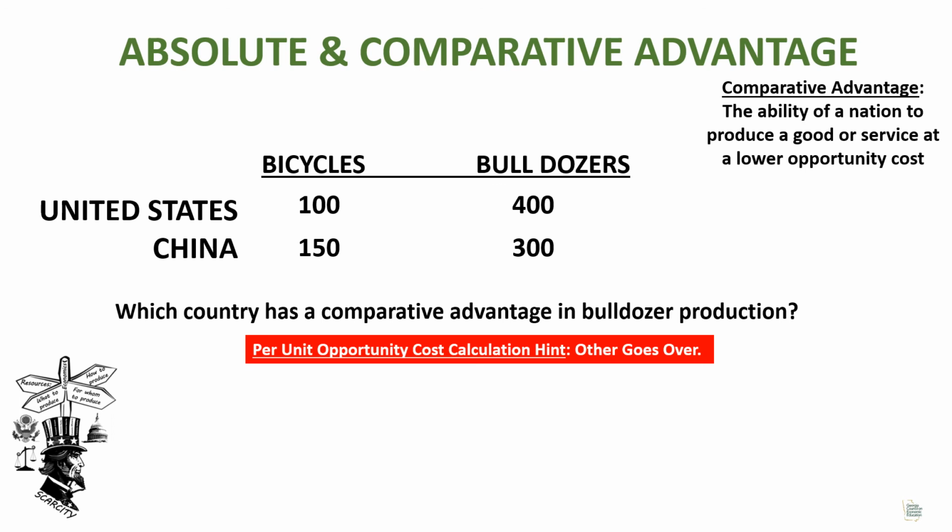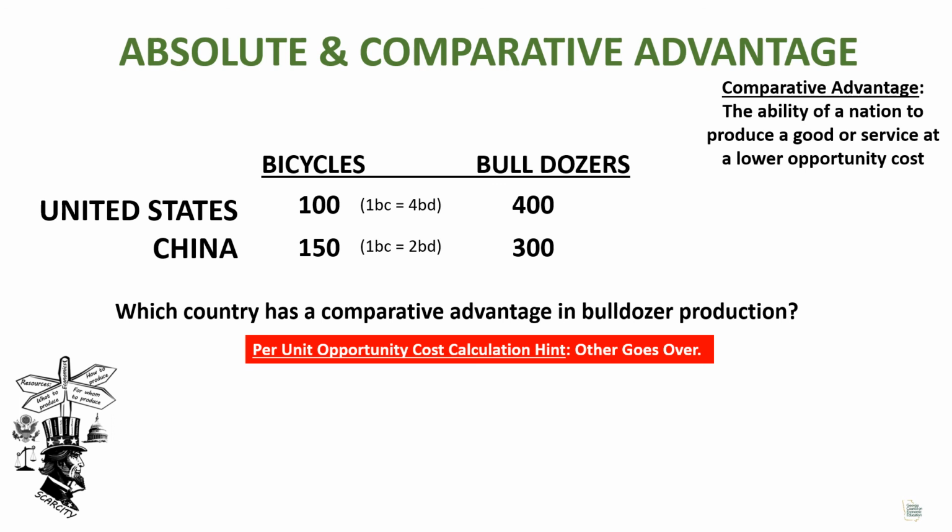Okay, if we produce a bulldozer, how many bicycles are we going to give up? If we produce a bicycle, how many bulldozers are we going to give up? The country that gives up less of the products when they produce another product, that's what they should work with. So this is a way to think through this, okay? And this is a hint: for opportunity cost, you put the other over. So let's say that we want to figure out bulldozer production. But first, let's look at bicycles.